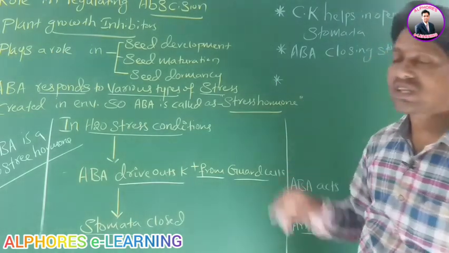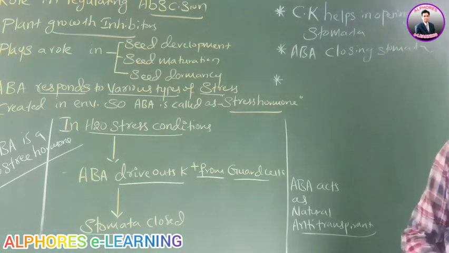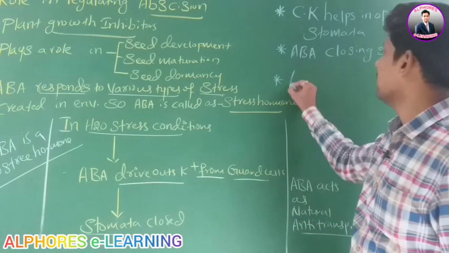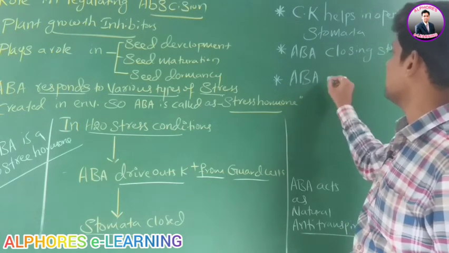Now listen to this statement. This abscisic acid is responsible for seed dormancy. Which phytohormone is responsible for seed dormancy? Abscisic acid, ABA. Right?